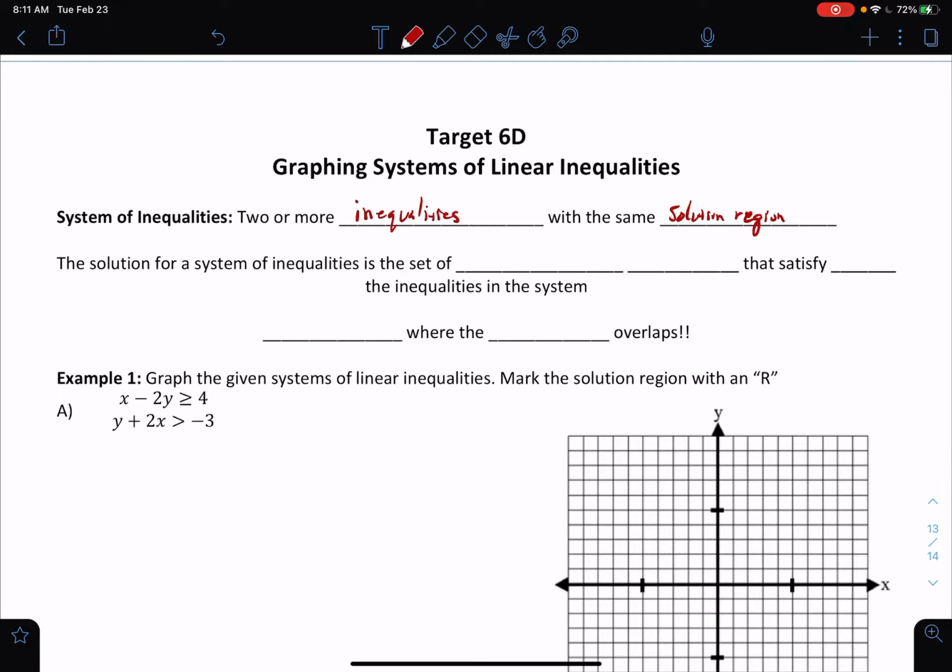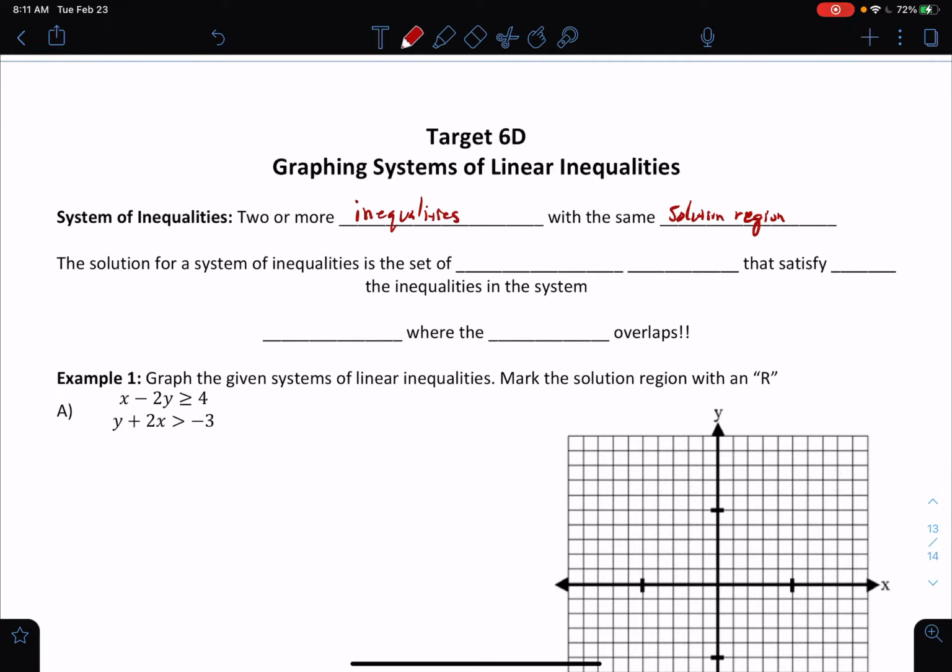Remember how we shade when we're graphing linear inequalities. All right, so what we're looking for is the region where the shading overlaps. So what's this going to look like? How are we going to graph two of these and shade and all that stuff on one coordinate plane? Okay, so let's graph the system of inequalities. First off, we got to graph them. So we got to get them into slope-intercept form.